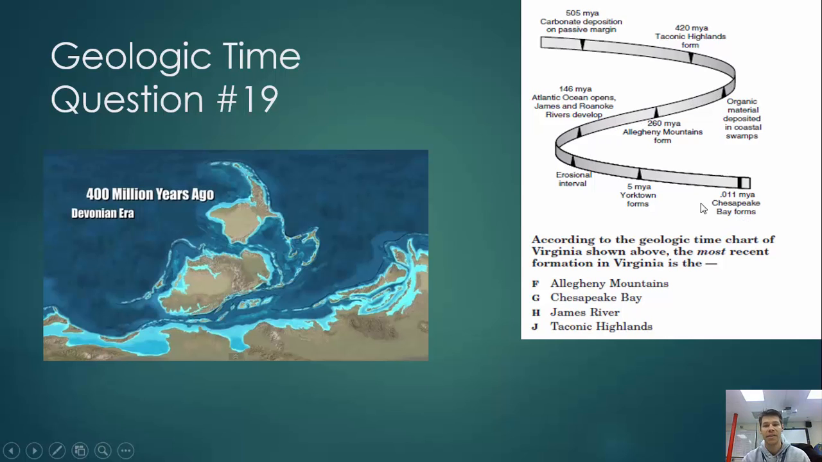So the most recent event in our area is, believe it or not, the formation of the Chesapeake Bay. That's only 0.011 million years ago. So in geologic time, the Chesapeake Bay is pretty young. So the answer is G, Chesapeake Bay.